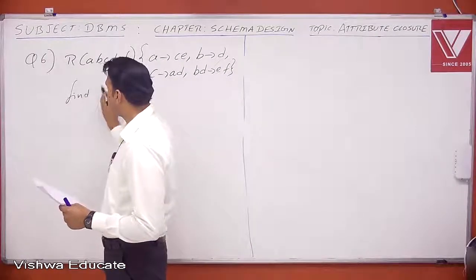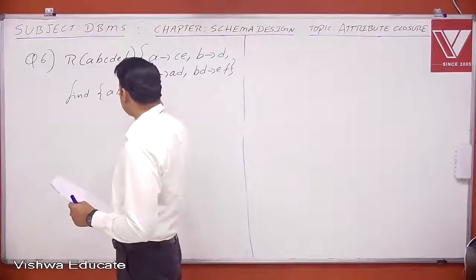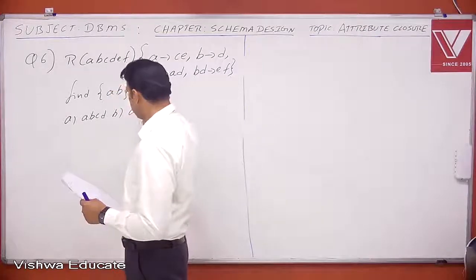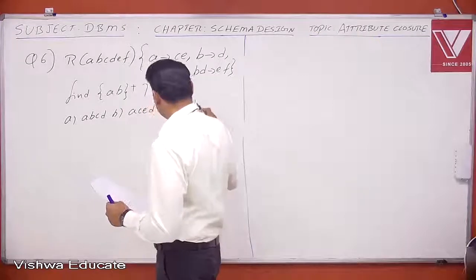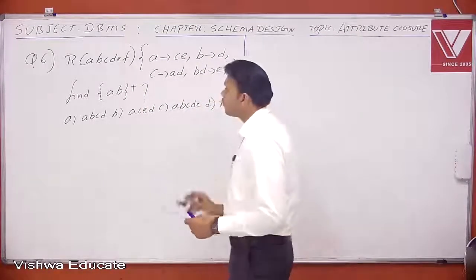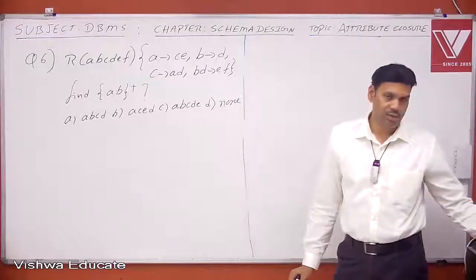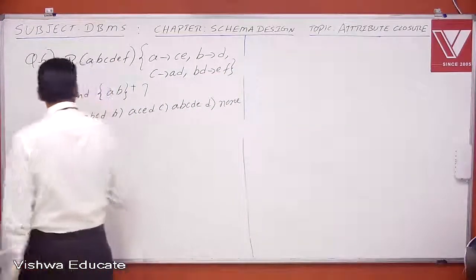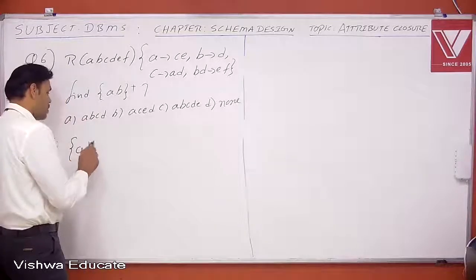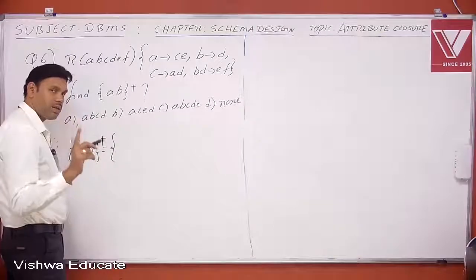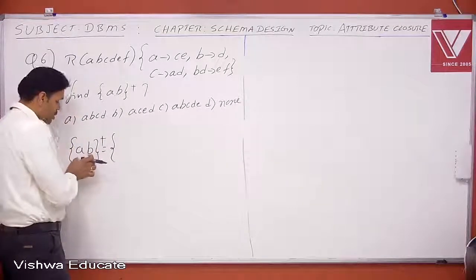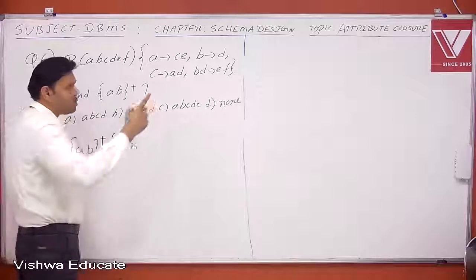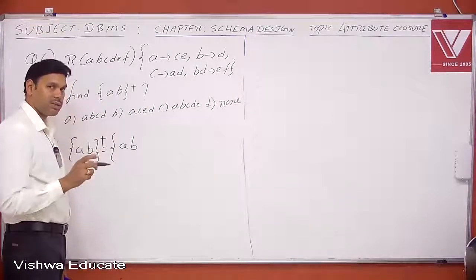Now, we would like to find AB closure. So this is question number 6. The solution will start with AB closure. So what is AB closure? Can you guess what to write? Step number 1, use reflexivity. Whatever is there in the set, you can write in the set AB.